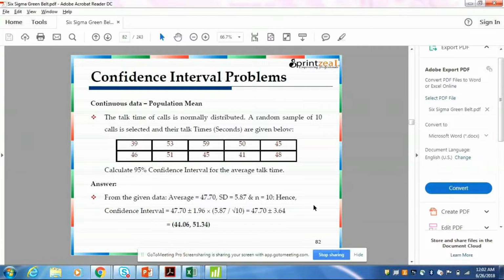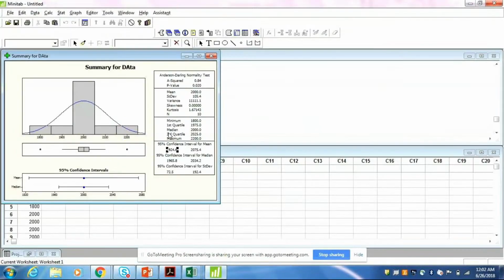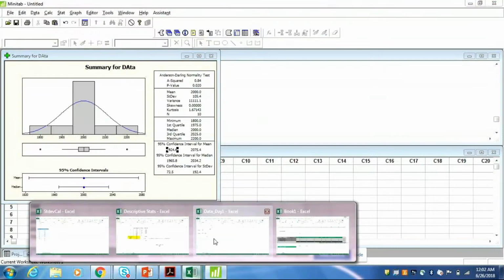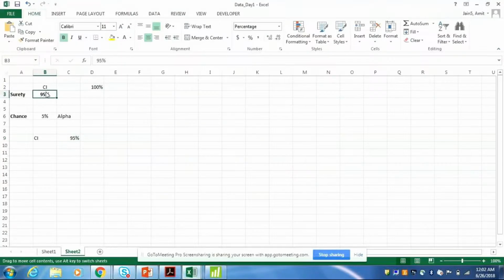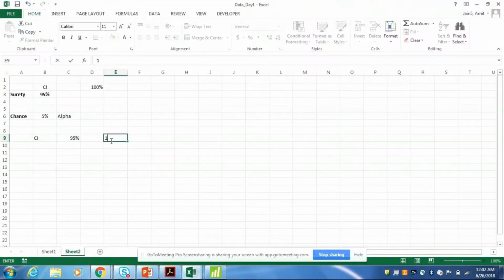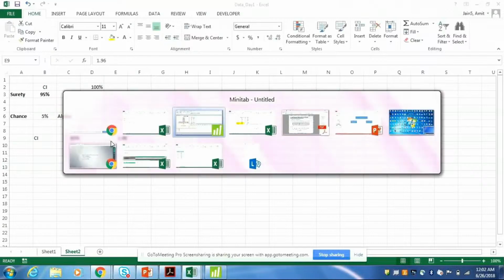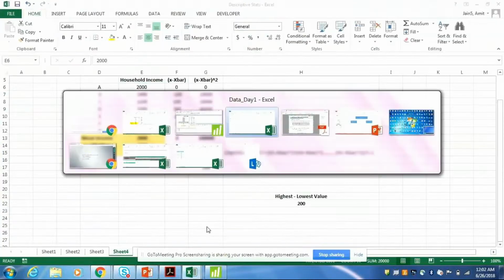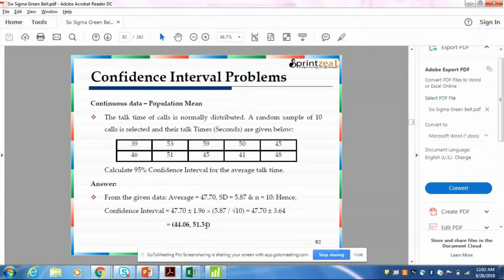Yes, absolutely. But the concept is this: 95% CI. So my alpha is at 5. At 95%, the value is 1.96. I put the values in the formula and I get my confidence interval. Easier is I put the data in Minitab and I get the confidence interval. I let Minitab do the calculations.